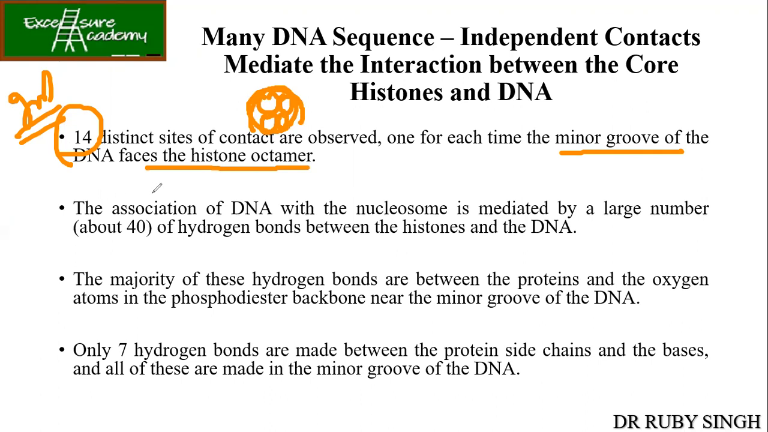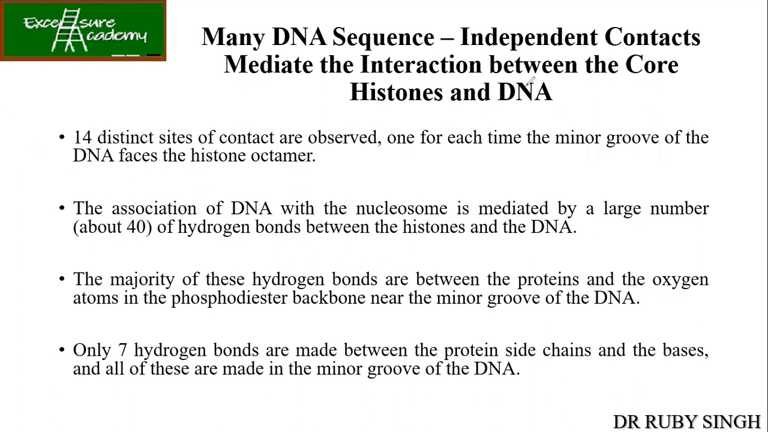ठीक है, now the association of DNA with the nucleosome is mediated by large number of hydrogen bonds between the histones and the DNA, of course, right? So we are talking about around 40 hydrogen bonds. Okay, now the majority of these hydrogen bonds are between the proteins and the oxygen atoms in the phosphodiester backbone near the minor groove of the DNA.